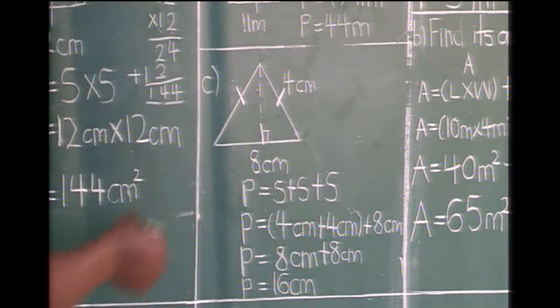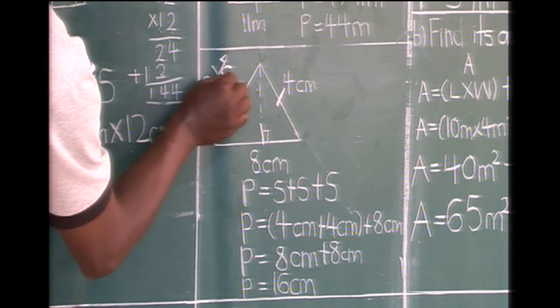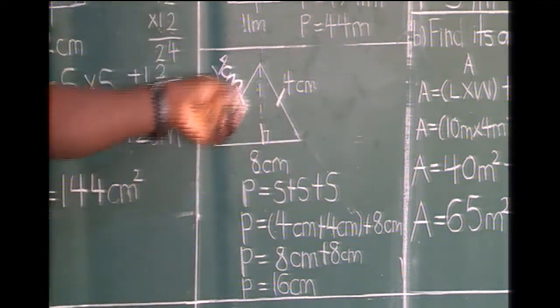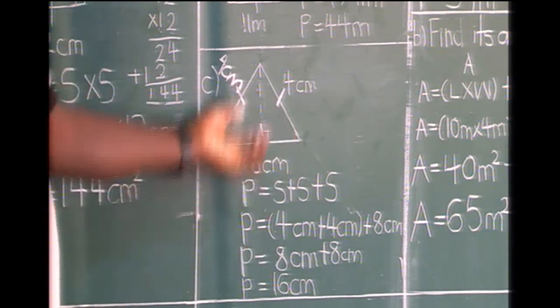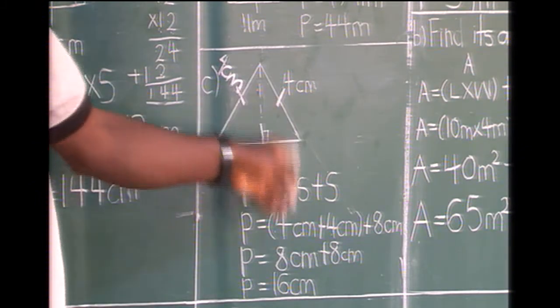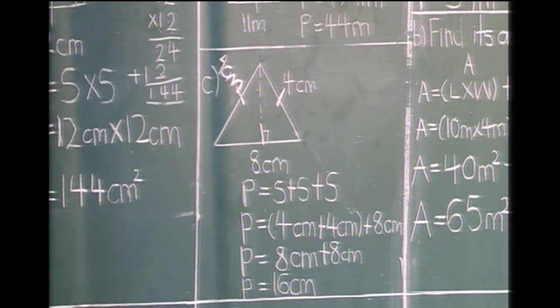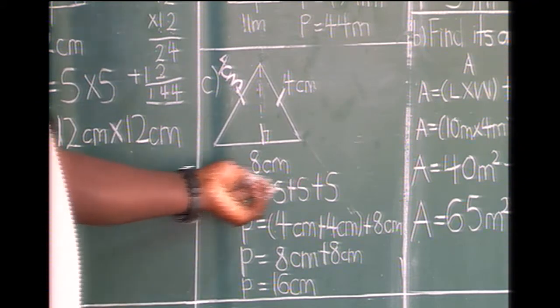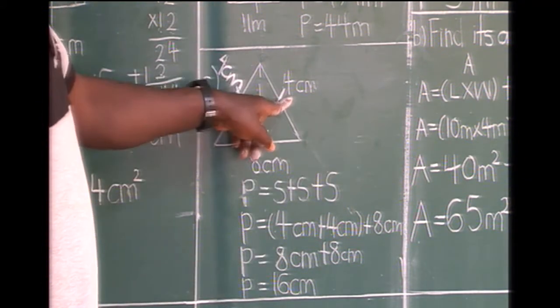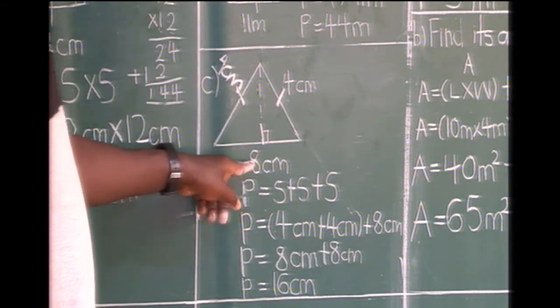Now, the task ahead of you is to transfer 4 centimeters here. Whenever you see these kinds of markings like this, please transfer accordingly so that you have got two common 4s. That is, this side is 4 centimeters as well as the other one. As I said, we find the perimeter by adding around. So say perimeter is equal to side plus side plus side. Perimeter equals 4 centimeters plus 4 centimeters plus 8 centimeters.